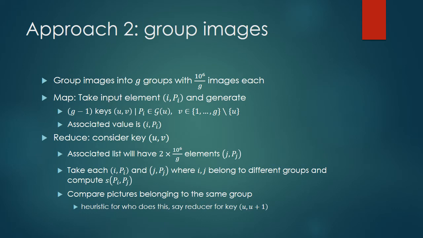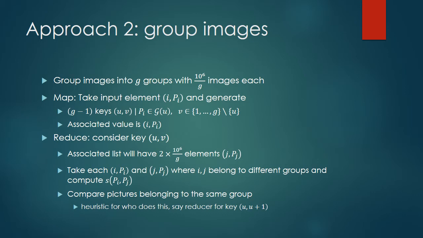Let's generalize this a little bit. Let's group the images into G groups, such that each has 1,000,000 by G images, okay? Then we take an input element IPI, the same as what we had there, and instead of generating n keys, we generate only G minus 1 keys. So we're only exchanging with other groups. Is that clear? The key is now U, comma V, which are the group IDs. These are no longer going from 1 to n. So instead of n square, we have order G square keys, such that the picture belongs to the group U, and V is going from 1 to G except for U itself.